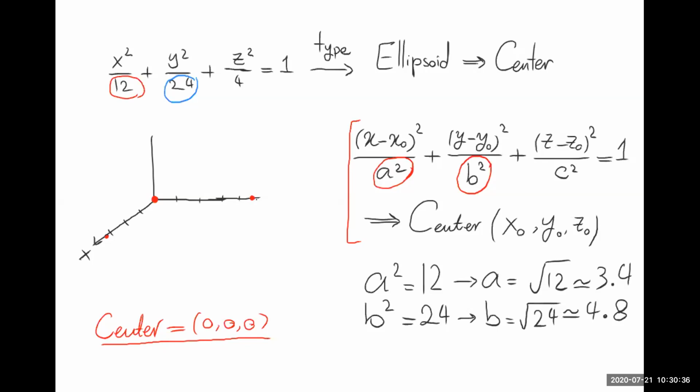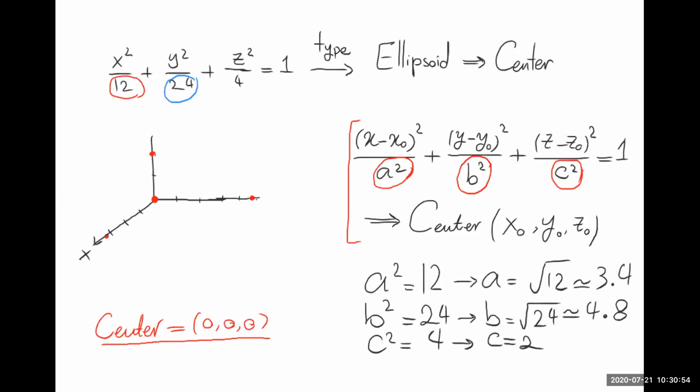And finally, we have c squared. C squared is equal to 4. So, okay, I know this one. C is equal to 2. 1, 2. Our ellipsoid is the ellipsoid which passes through these points.